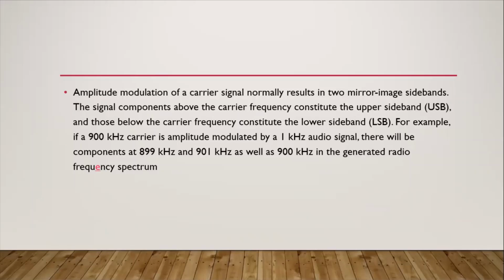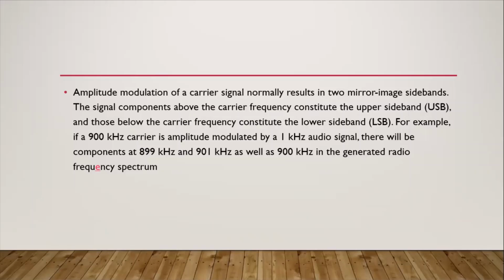Amplitude modulation of a carrier signal normally results in two mirror image sidebands. Once there is amplitude modulation, the carrier signal results in two mirror image sidebands. For example, the signal components above the carrier frequency constitute the upper sideband.